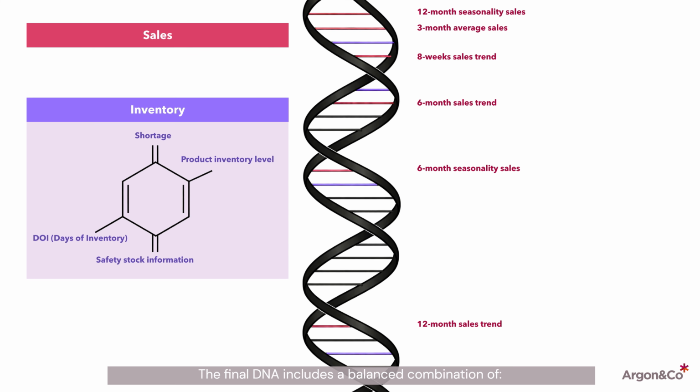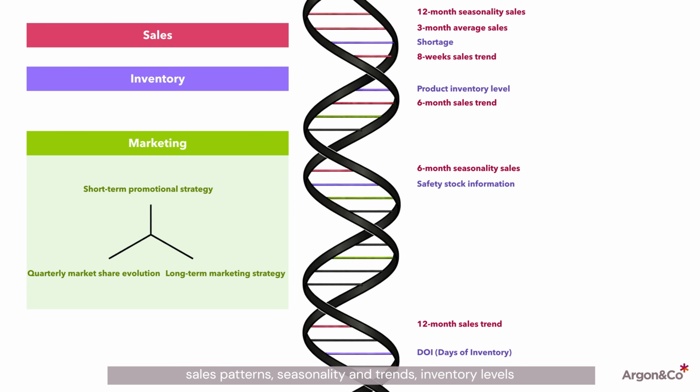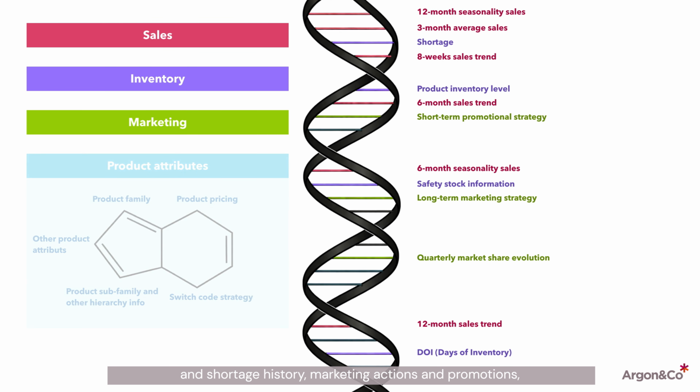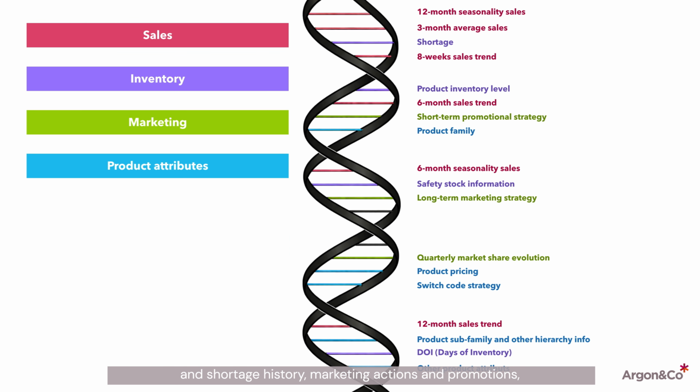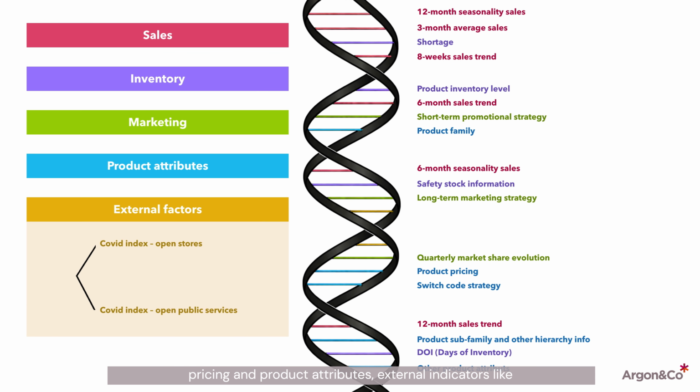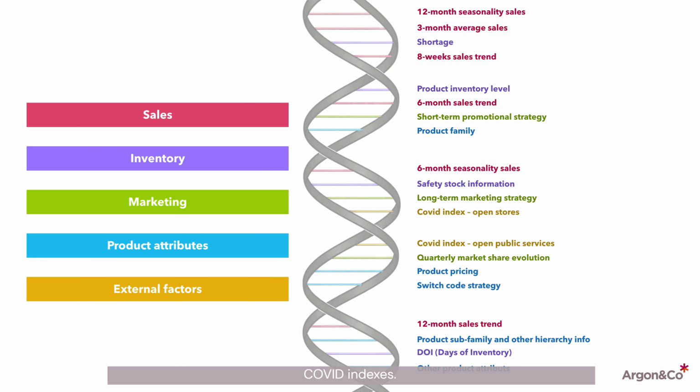The final DNA includes a balanced combination of sales patterns, seasonality and trends, inventory levels and shortage history, marketing actions and promotions, pricing and product attributes, external indicators like COVID indexes. Together, they form a complex but fully explainable mathematical model.